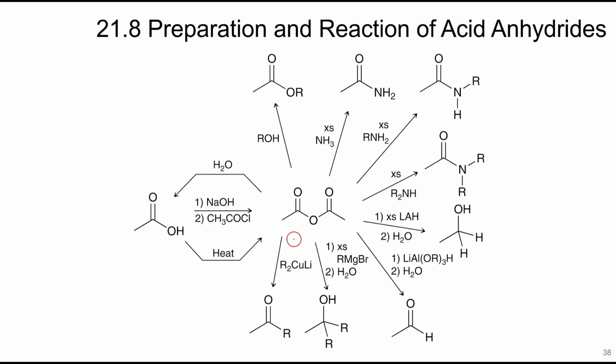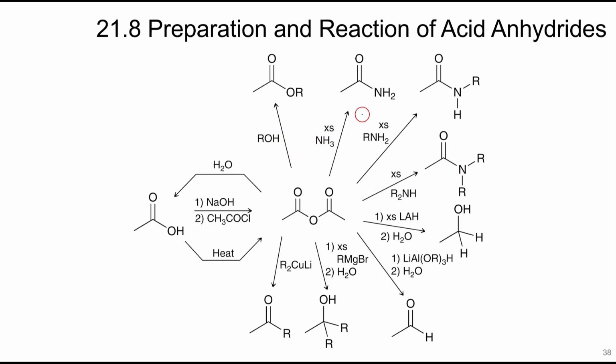To make an acid anhydride, you would take sodium hydroxide to make the acetate, and then add an acid chloride to get this anhydride. If you add water to that, that will get you the carboxylic acid. Adding an alcohol will make the ester.